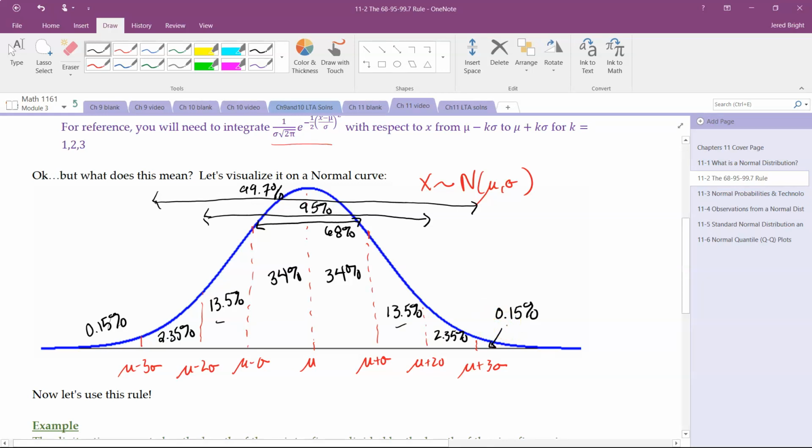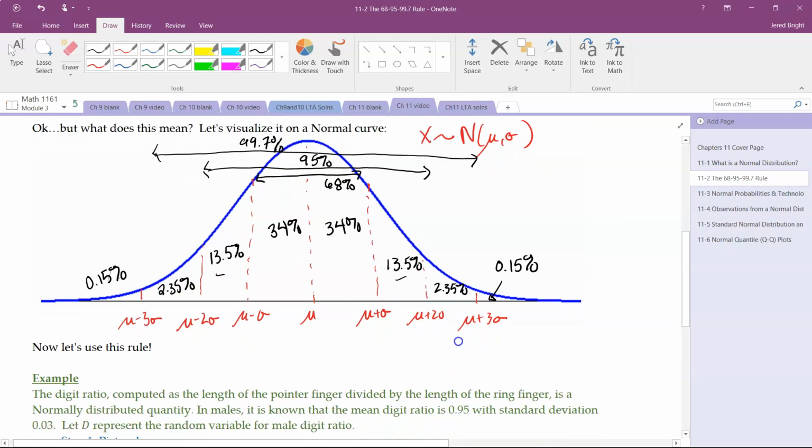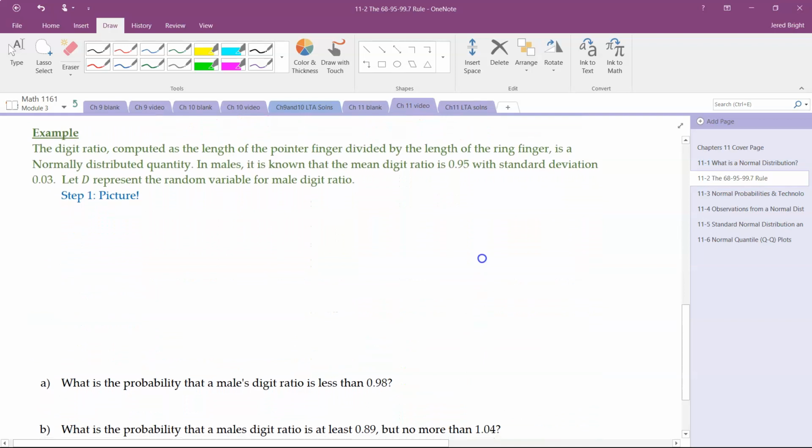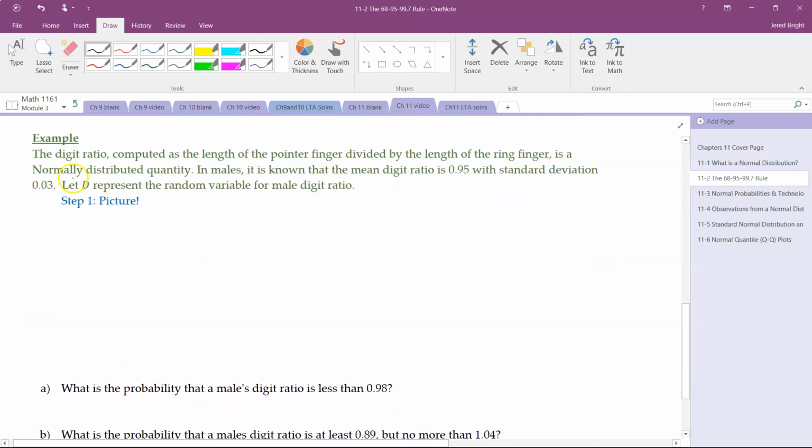So this curve is going to help us immensely. Let's see an example. Digit ratio is actually known to be a normally distributed quantity, and what it is is the ratio of the pointer finger length, so if you include the thumb as your first digit, it would be the second digit, divided by the fourth digit, the length of your ring finger. It's actually a normally distributed quantity, and in males at least, the mean ratio is 0.95 with a standard deviation of 0.03.